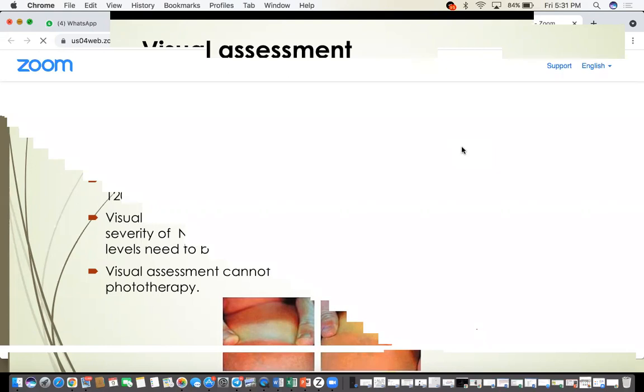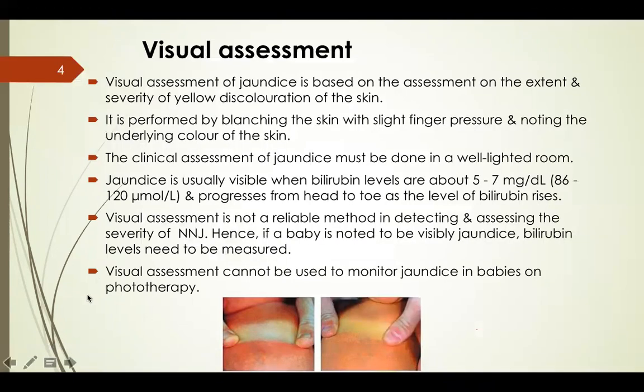For you to determine the jaundice, you need to make sure you understand. It's from head to toes, not toes to the head. The level goes from head to toes. When you refer me, you say, okay, doctor, the level is from toes to the abdomen. It's not right. Visual assessment is not reliable, as I told you, but it's good for you to know about Kramer's rule.